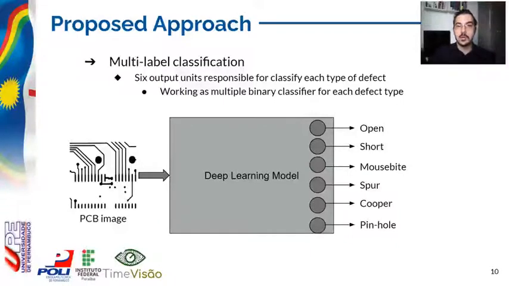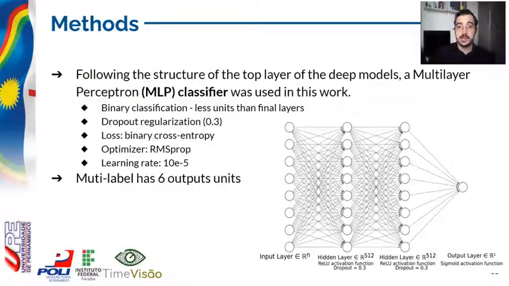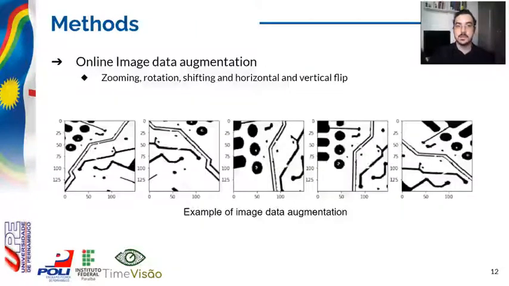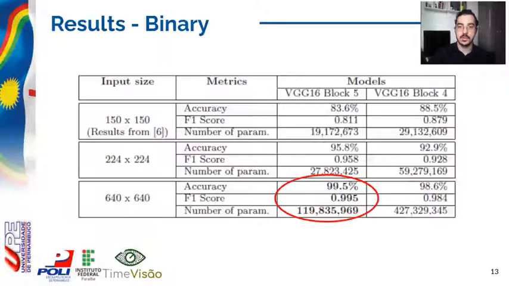Regarding multilabel classification, we are going to have 6 output units. Each output works as a binary classifier for each type of defect. Our methods: we used a multilayer perceptron classifier. We also used online image data augmentation with zooming, rotation, shifting, and horizontal and vertical flip.